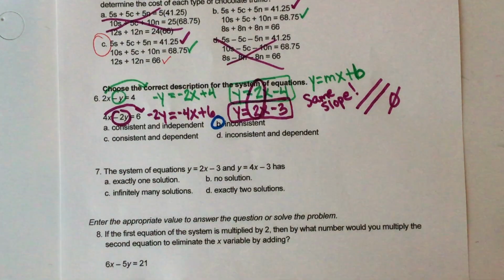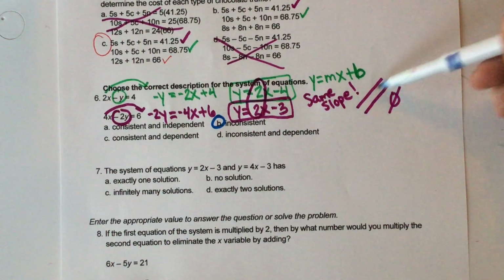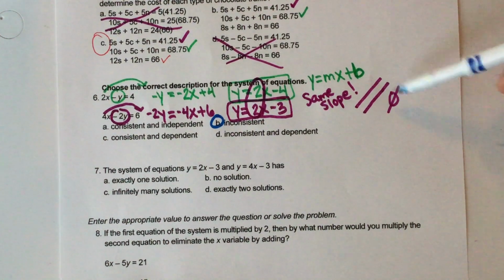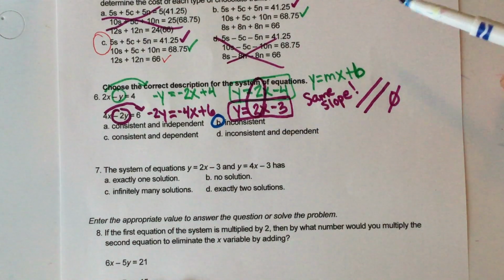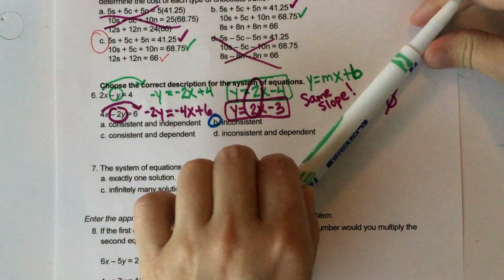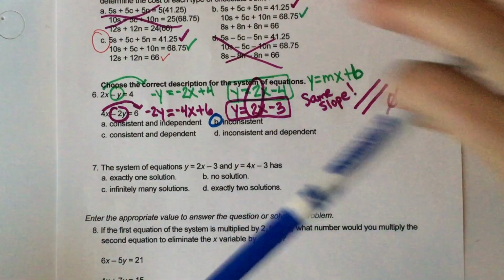Answer choice B. So if only the slopes are the same, you've got parallel lines, which never touch, no solution, inconsistent. If these equations had been identical, then you would have had a line on top of a line, which would be infinitely many solutions, and that would be consistent and dependent.